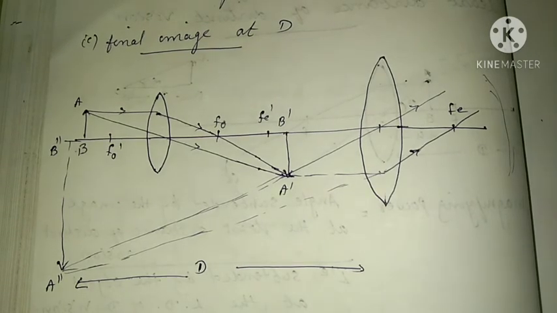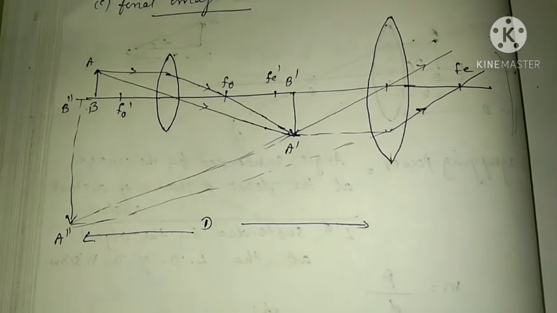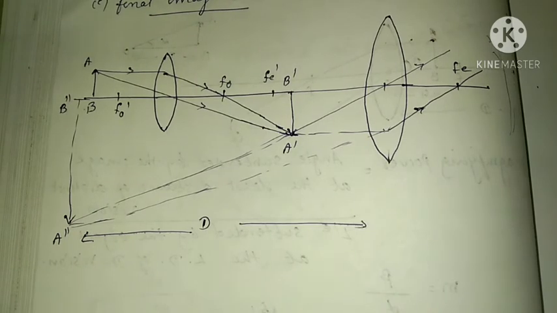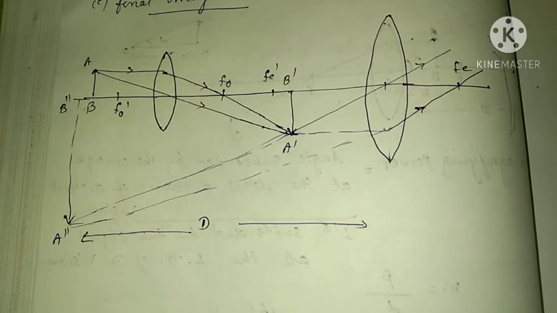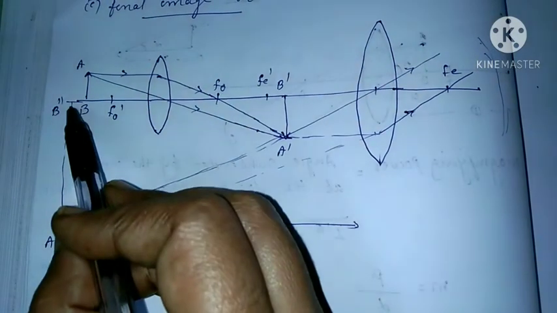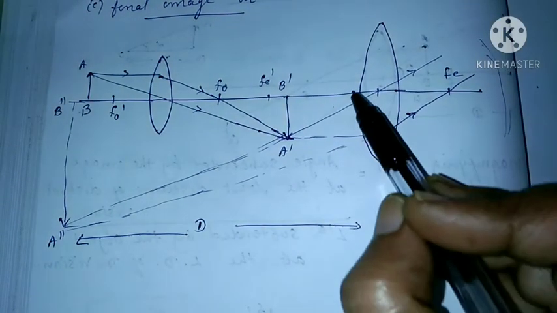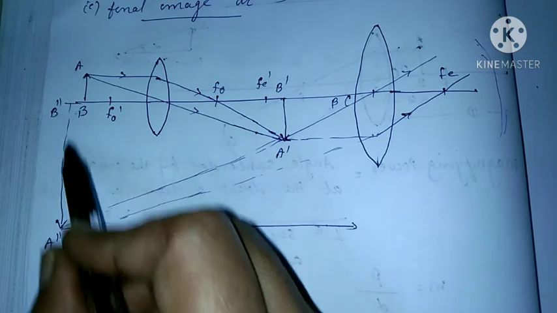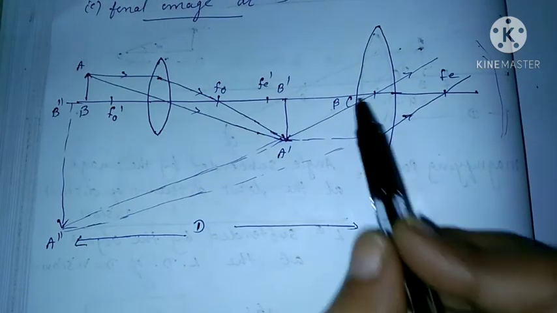So you want to find out the magnification of this compound microscope when the final image is formed at the least distance of distinct vision and the object is at the least distance of distinct vision. So what is the angle subtended by the image at the eye? So this is the angle, this is beta. This is the angle subtended by the image at the eye. So this is the angle beta.